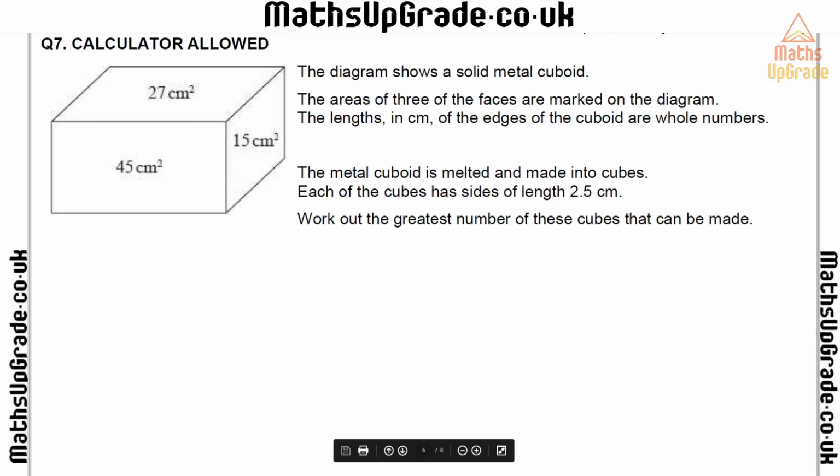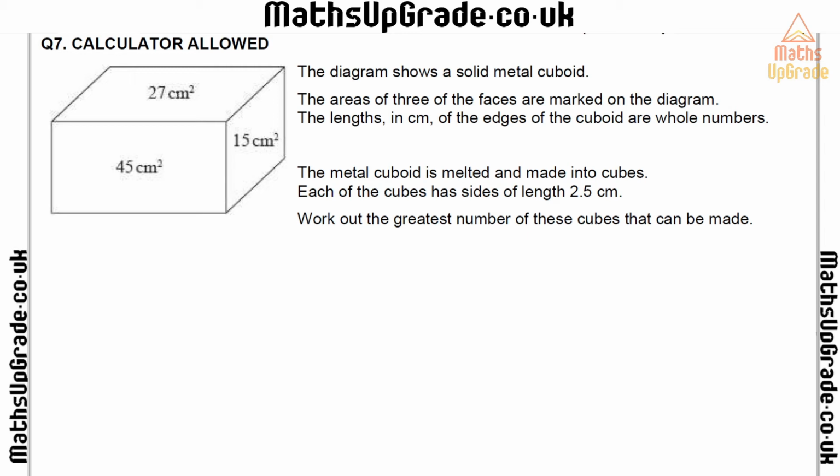Question 7. The diagram shows a solid metal cuboid. The areas of 3 of the faces are marked on the diagram. The lengths in centimeters of the edges of the cuboid are whole numbers. The metal cuboid is melted down and made into smaller cubes. Each of the cubes has sides of length 2.5. Work out the greatest number of the cubes that can be made.